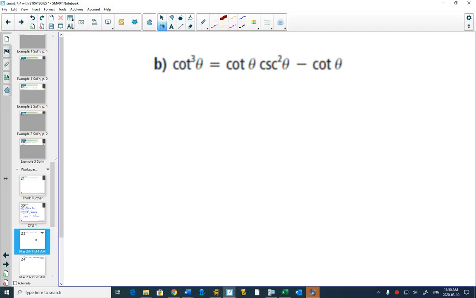All right. Second proof. Oh my goodness. We have a cubed.